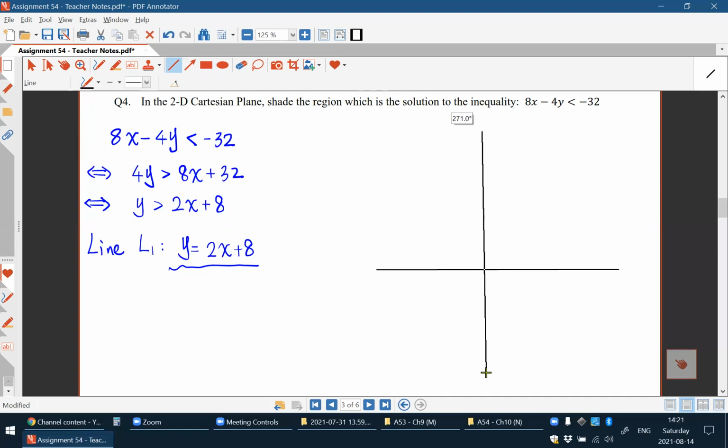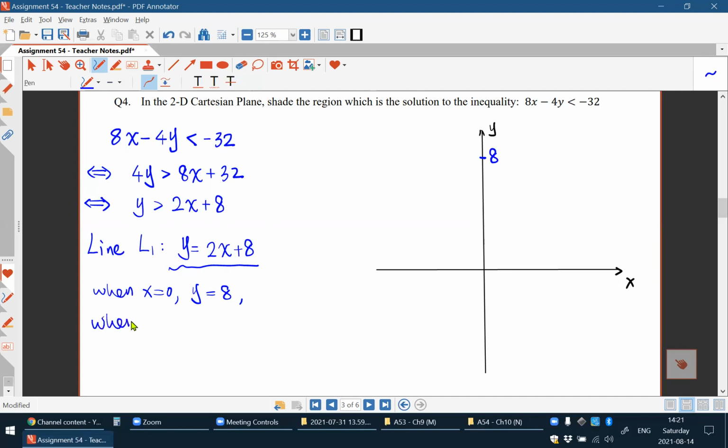Okay, the best way to draw this line is to find its x and y intercepts first, right? So let's say when x is 0, y equals 2x plus 8. Of course, y is 8, right? That means this line passes through the point (0, 8). Suppose 8 is here.